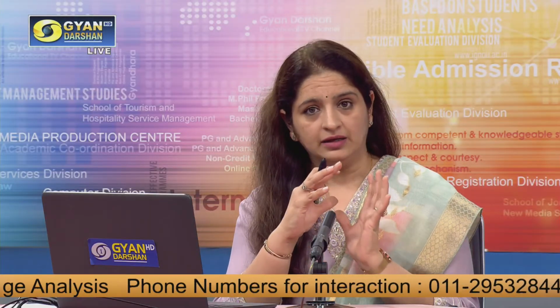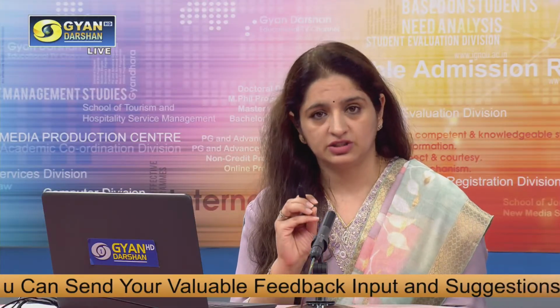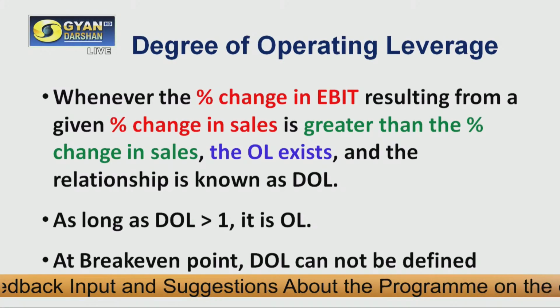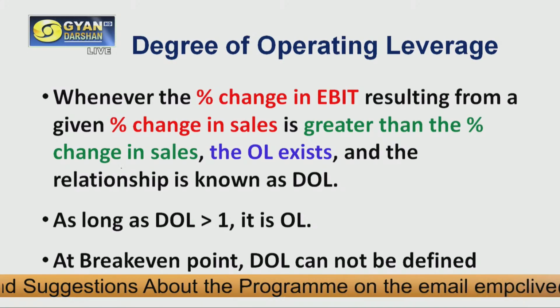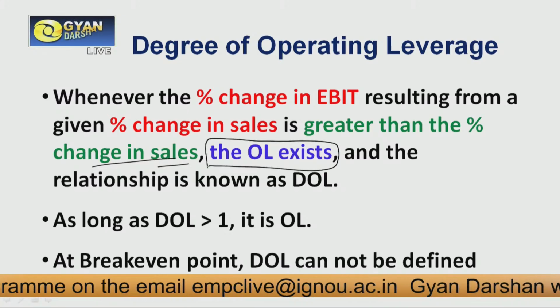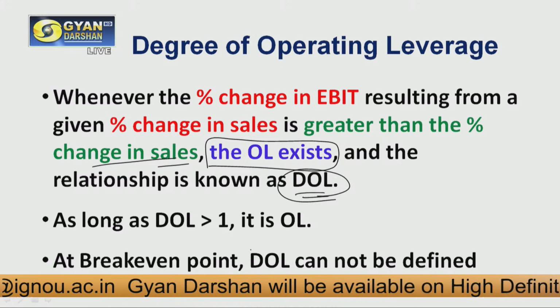And by learning how operating leverage is calculated with the help of numbers, we can now extract the proper definition of degree of operating leverage. According to what we have learned so far, whenever the percentage change in EBIT, resulting from the given change in sales, is greater than the percentage change in sales, operating leverage will exist. This relationship is known as degree of operating leverage.